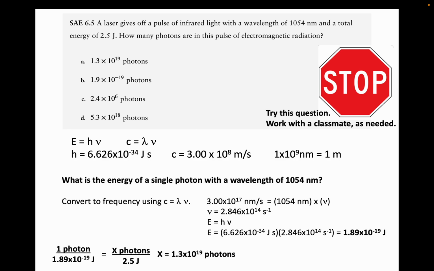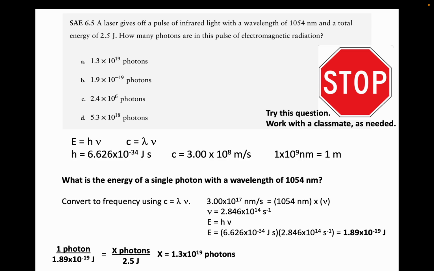Here would be my work. The question is, a laser gives off a pulse of infrared light that has a wavelength of 1054 nanometers. We also know the total energy from that laser. How many photons would be in that particular pulse? What I ask myself first is, what would be the energy of a single photon given the wavelength of 1054 nanometers?